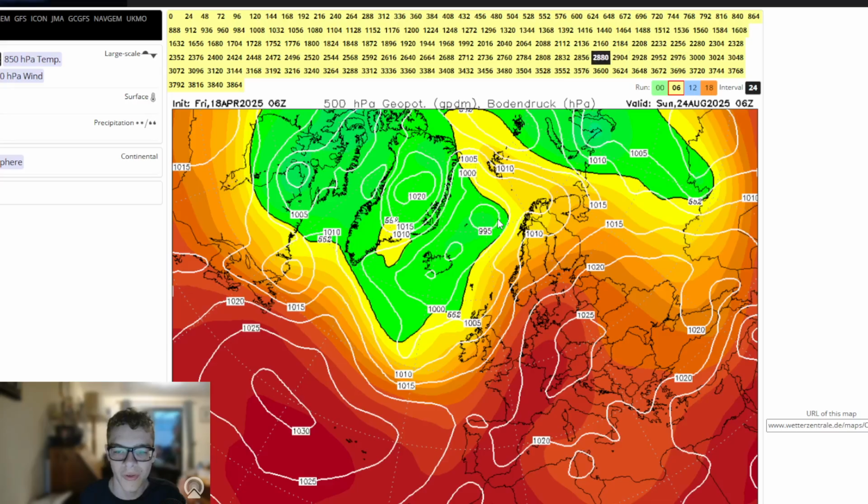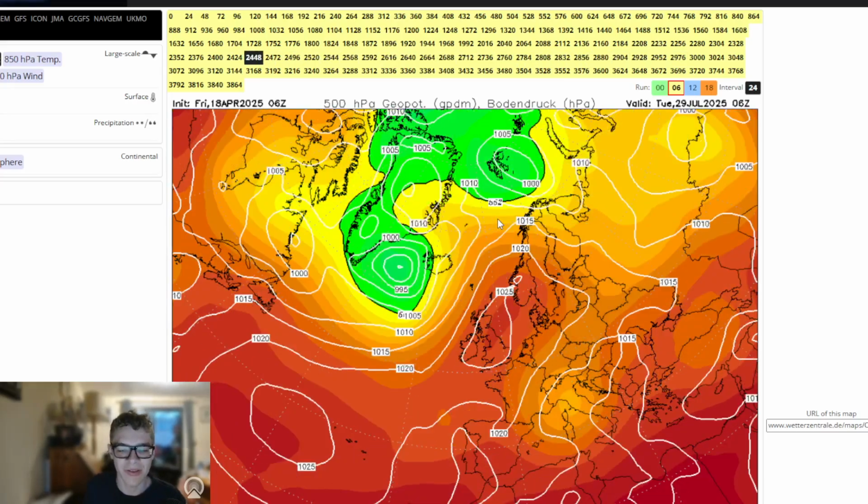What I'd say about this run then, to summarise very quickly, is it looks quite mild further south, obviously a bit more unsettled and probably cooler further north, but further south temperatures are probably going to be between 25 and 30 degrees for much of the period.